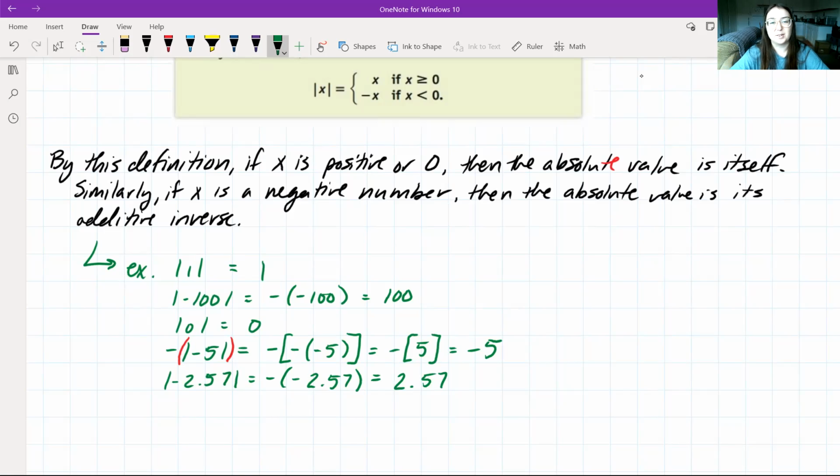And that finishes up our lecture on section 1.3 for today.